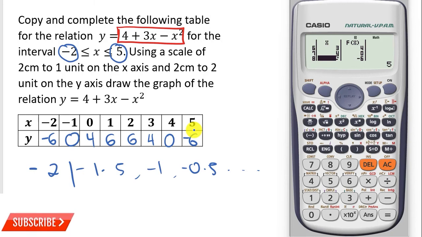All right, in our next video, we are going to show you how to use these values to do the plotting on your x and y plane.